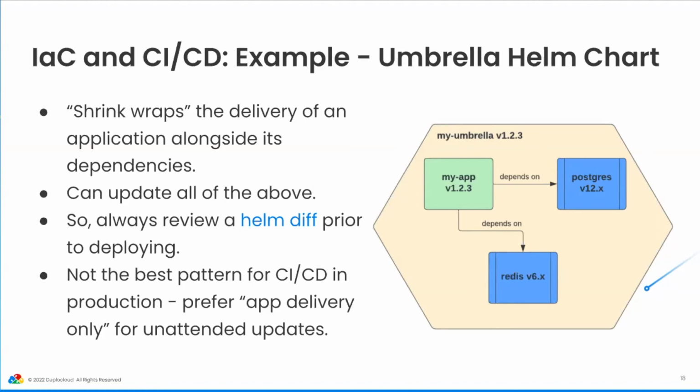So before you deploy it, you should do a Helm diff, review that diff, see what it's going to change. If it looks good, you're good. If you see, hey, it's going to create a downtime for me, then you need to maybe review how I deploy this, right? So this may not be the best pattern for CI/CD in production because of that potential. In this case, I would prefer app delivery only for doing an unintended upgrade.